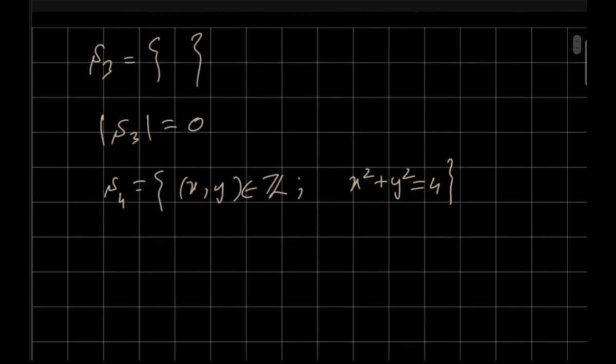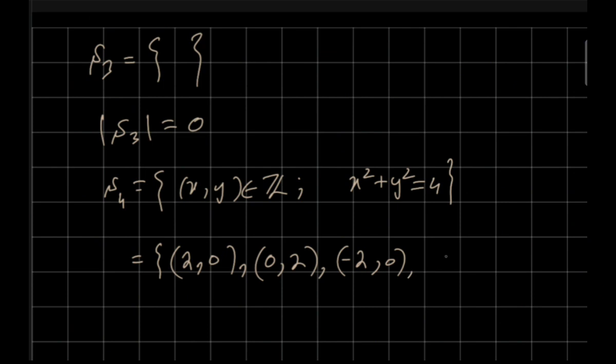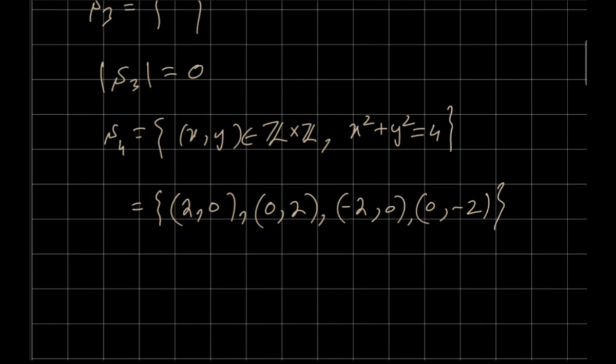So what about S4? S4 contains those ordered pairs such that the sum of their squares is 4. You can see these are only 4 elements, which are (2, 0), (0, 2), then (-2, 0) and (0, -2). So these are only 4 ordered pairs in Z cross Z. Sorry, this is not Z, this is Z cross Z. So the cardinality of S4 is 4.